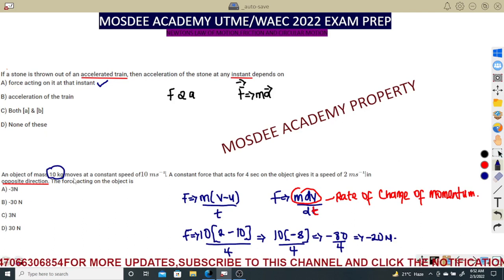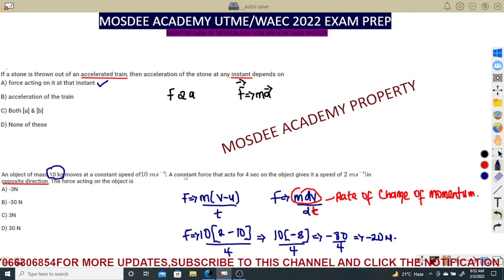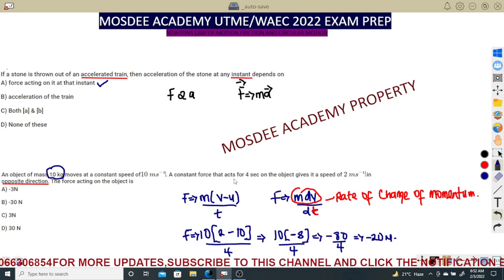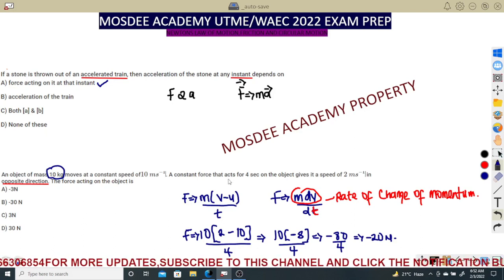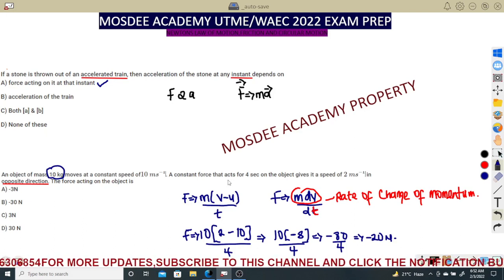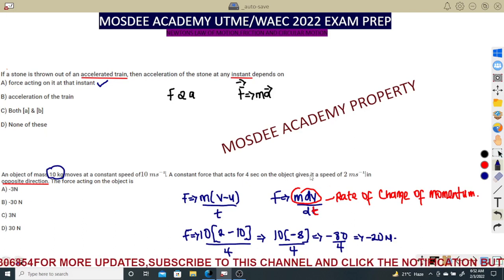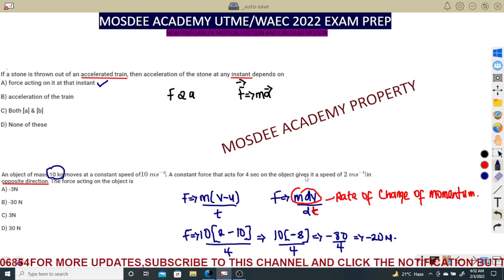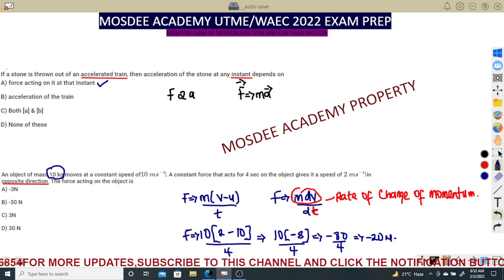Let's check again. The mass is 10. The constant speed is also 10. The constant force acts on the body for 4 seconds. Very good. We have 4 seconds. That is nice. Then it gives a speed of 2 meters per second. That is 2 meters per second in opposite direction.